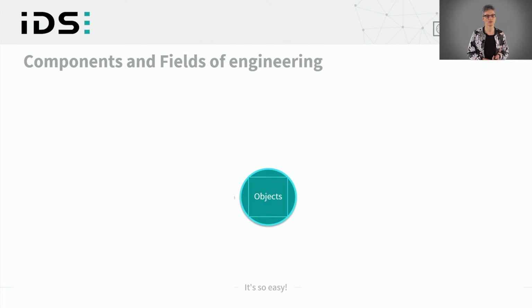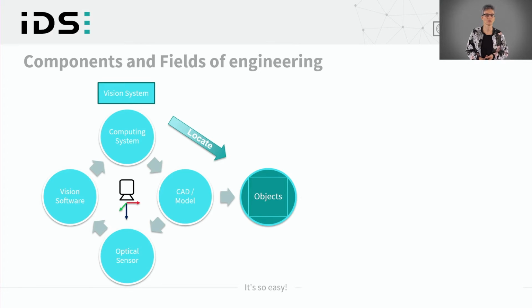Now we'll have a closer look at the components of these fields of engineering. The central part is the object. You want to handle your object, you want to pick it and you want to place it. So let's look at what the vision system does here.